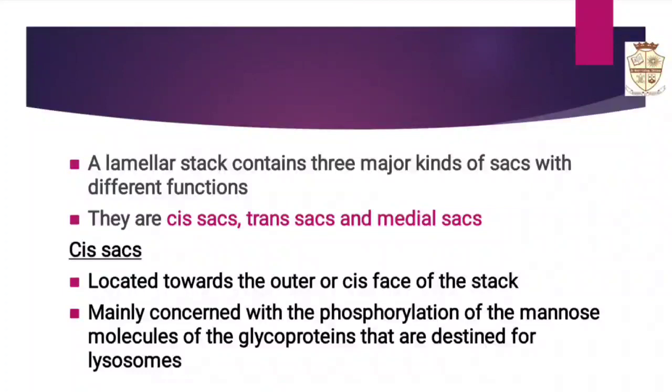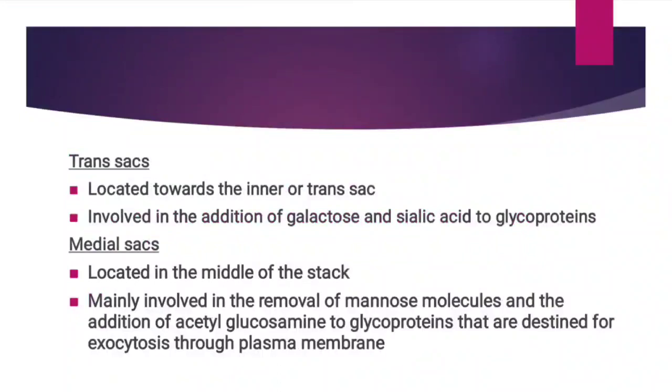A lamellar sac contains three major kinds of sacs with different functions. They are cis sac, trans sac, and medial sac. Cis sac is located towards the outer or cis face of the sac. The function of the cis sac is mainly concerned with the phosphorylation of mannose molecules of the glycoproteins that are destined for lysosomes. Trans sac is located towards the inner or trans face, and it is involved in the addition of galactose and sialic acid to glycoproteins.